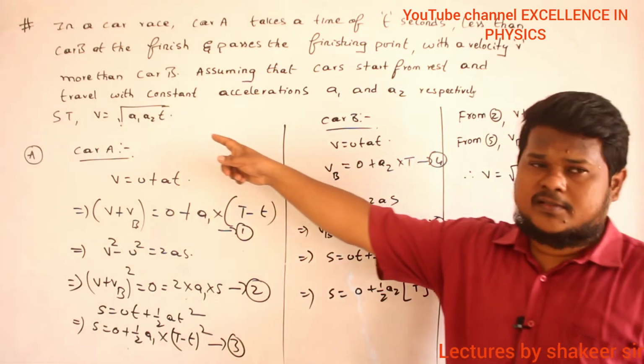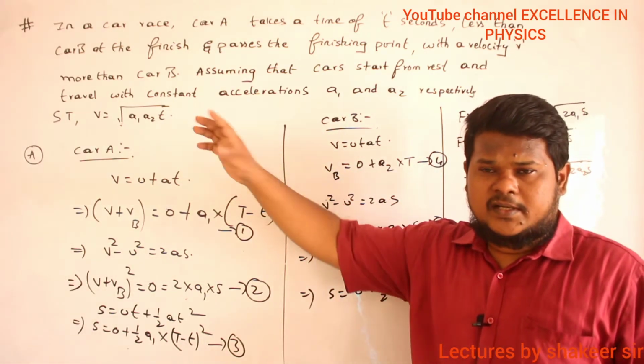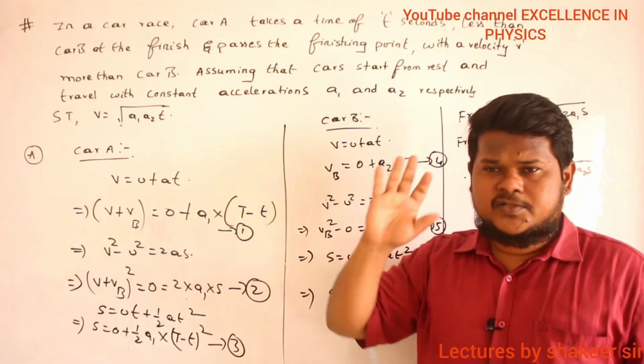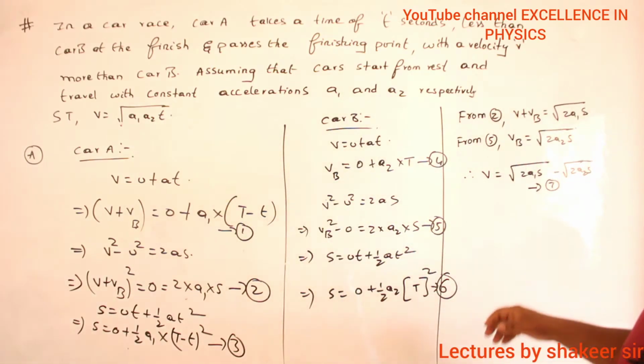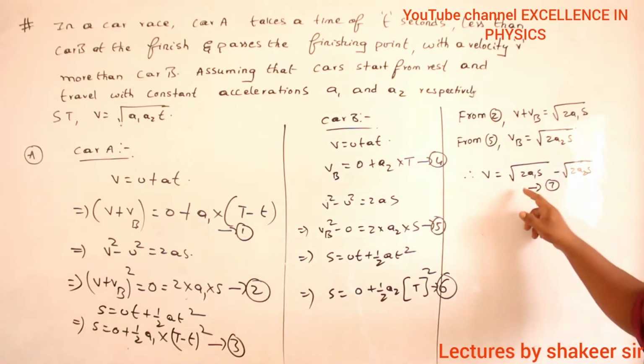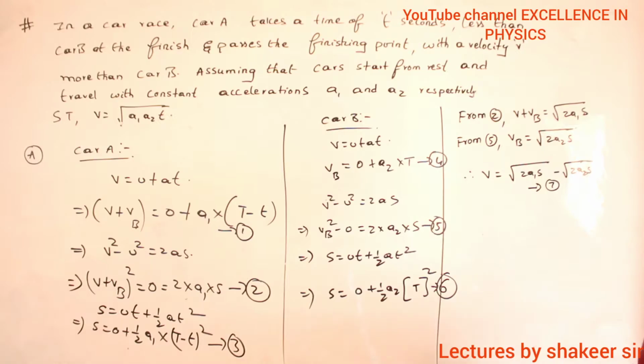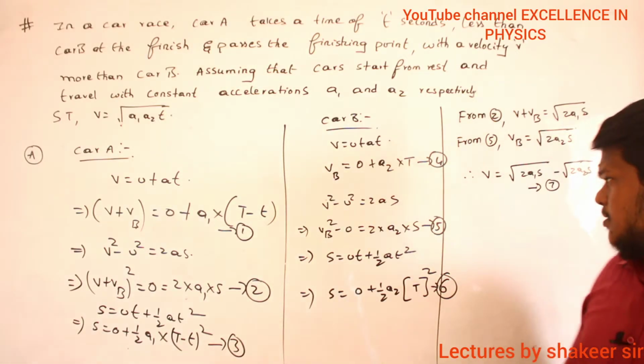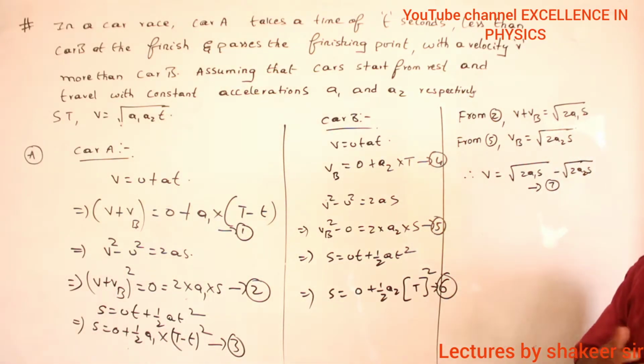Because in the final answer there is no vb, vb should not be present. So I am trying to eliminate vb. I am removing vb, I am getting this equation: v is equal to root of 2a1s minus root of 2a2 into s. So let us call this equation number 7.